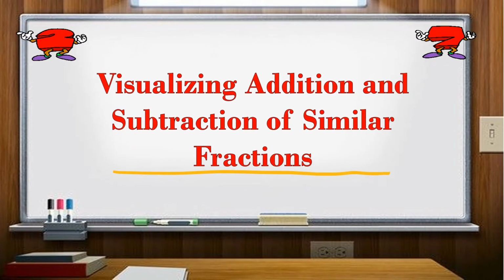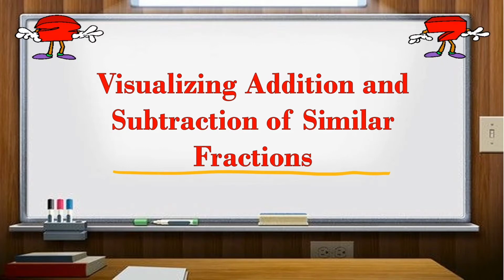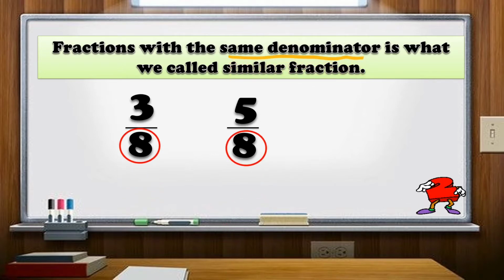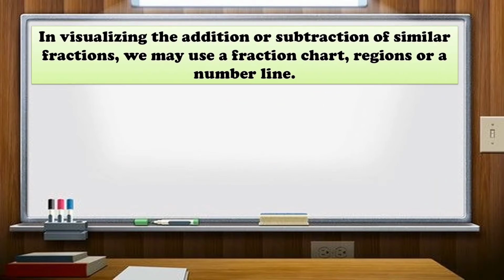Our first lesson is visualizing addition and subtraction of similar fractions. Before we start our lesson, let's remember this. Fractions with the same denominator are what we call similar fractions. Examples are 3/8 and 5/8. They are similar fractions because they have the common denominator 8. In visualizing the addition or subtraction of similar fractions, we may use a fraction chart, regions, or a number line.